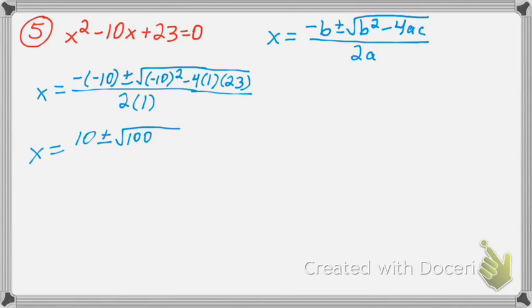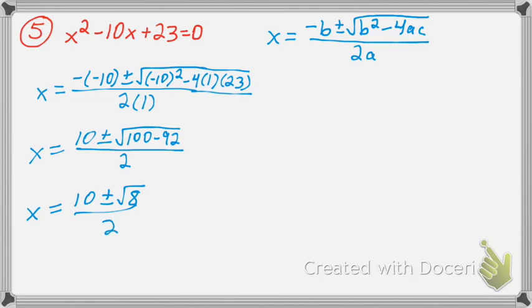You just got to be really careful about your signs. Negative 4 times 1 is negative 4. And negative 4 times 23 is negative 92. And I'm going to have that over 2 times 1 is 2. Start simplifying from there. 100 minus 92 is 8.